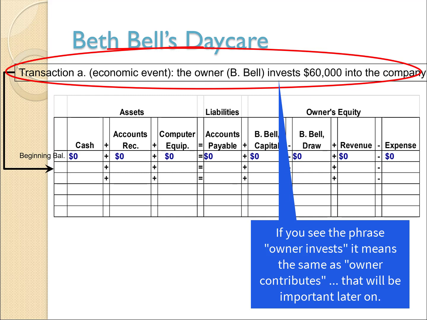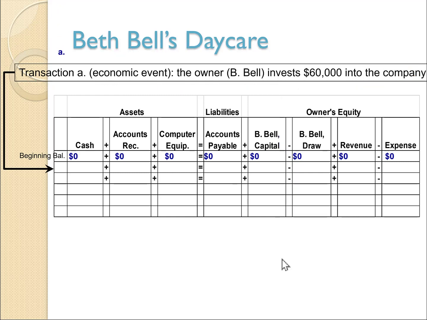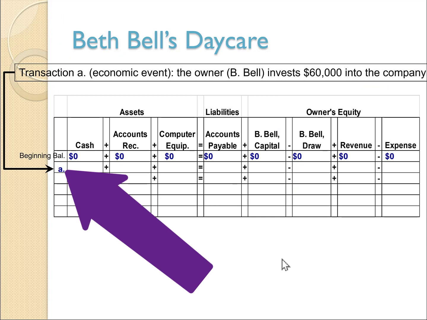So the owner, Beth Bell, invests $60,000 into the company. When it says she invests money, that means she's putting money into her company. So remember the two rules for accounting. Each transaction has to affect 2 or more accounts, and they must balance the accounting equation. So we need to write transaction A so we can tell which transaction we are recording.